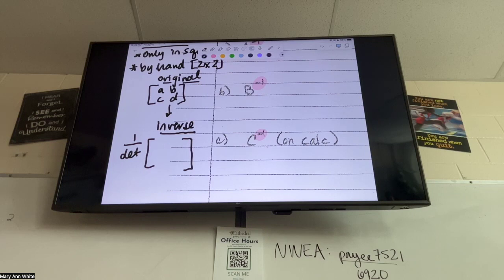A and D are gonna flip spots. So instead of going A and then ending with D, we're gonna start with D and end with A. We're flipping where A and D go. We're gonna keep B and C in their spot, but we're gonna make them negative. Whatever B was, you switch the sign. Whatever C was, we switch the sign. My inverse matrix is when I multiply all of this out.